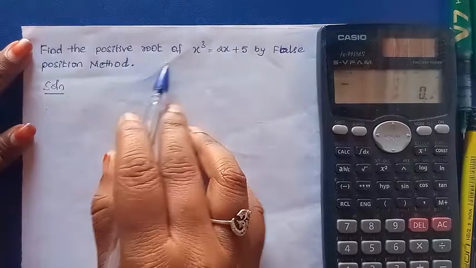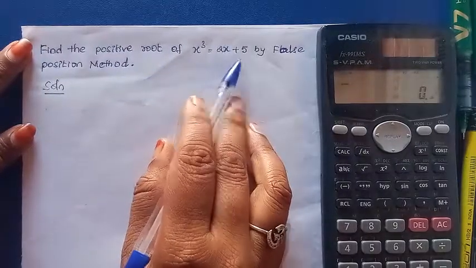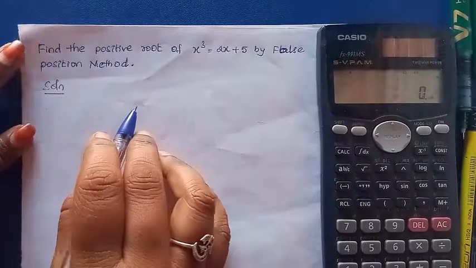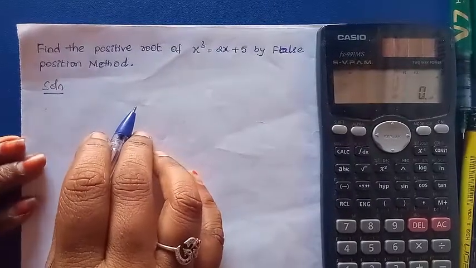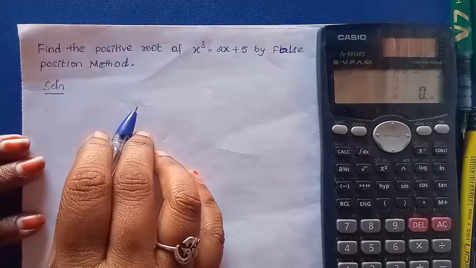Find the positive root of x cube equal to 2x plus 5 by false position method. Let's solve it. The first step is we have to find out the interval in which the root lies.